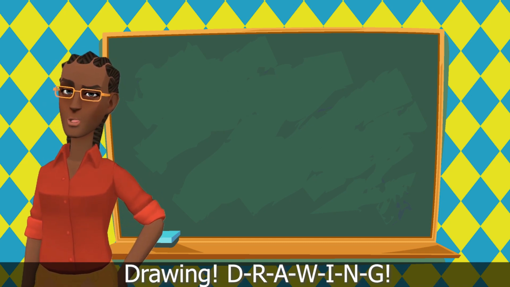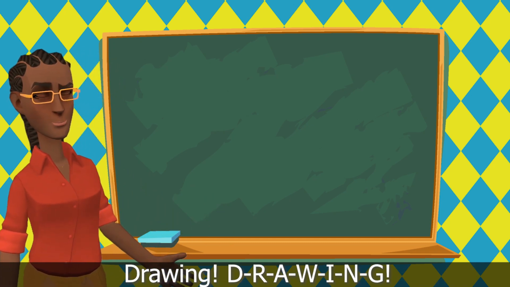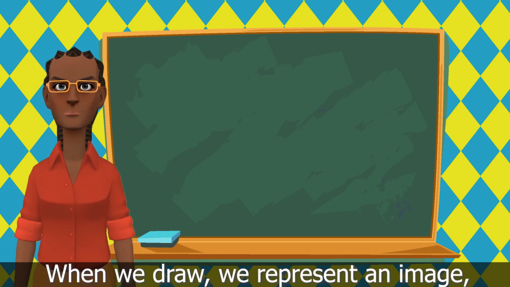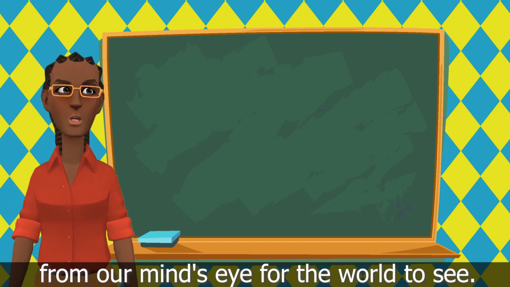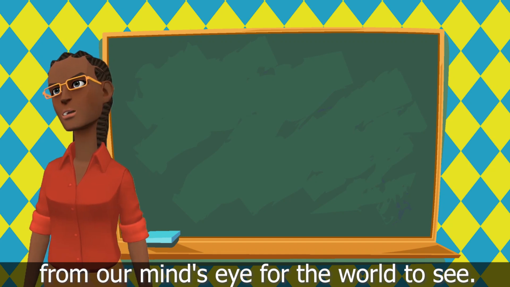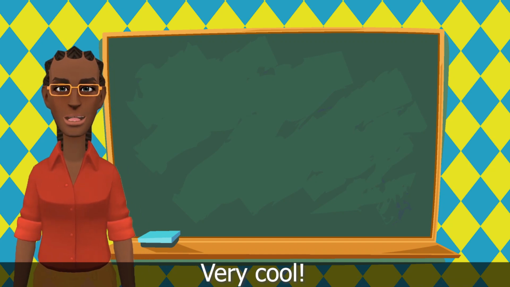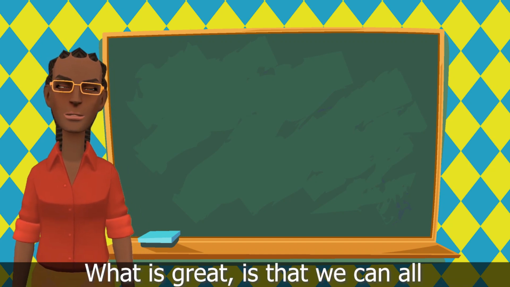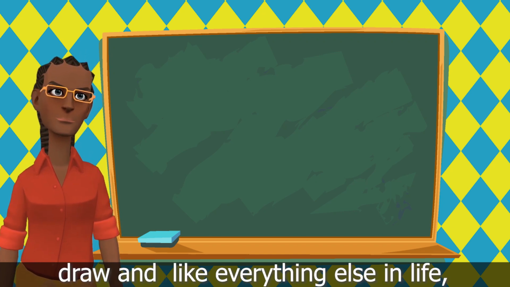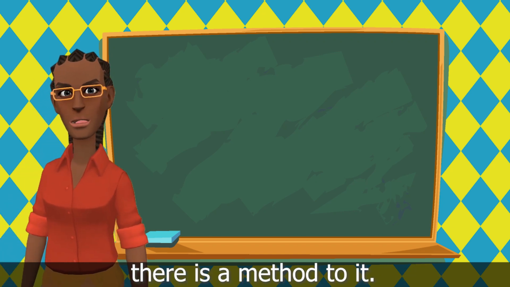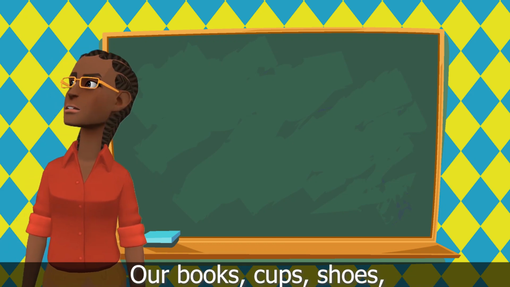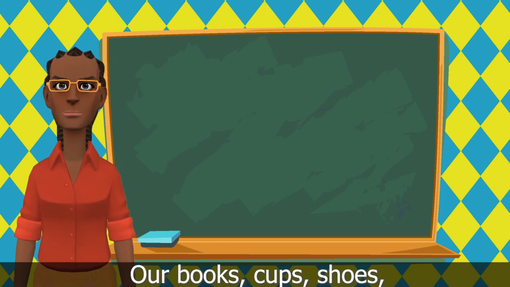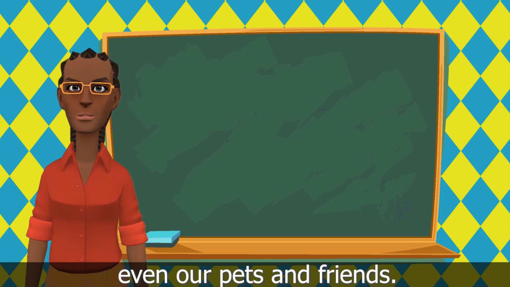Drawing. D-R-A-W-I-N-G. When we draw, we represent an image, tell a story, or create something from our mind's eye for the world to see. Very cool. What is great is that we can all draw, and like everything else in life, there is a method to it. Absolutely everything can be drawn.